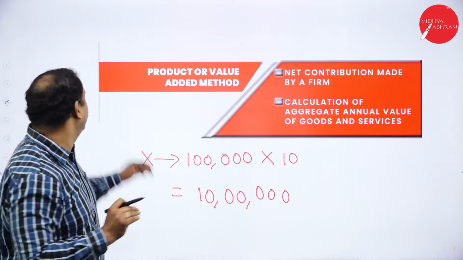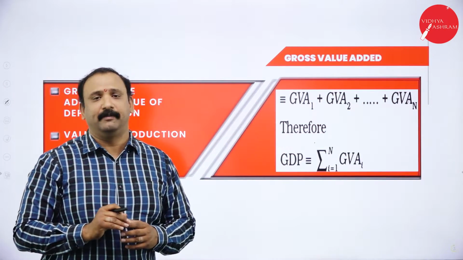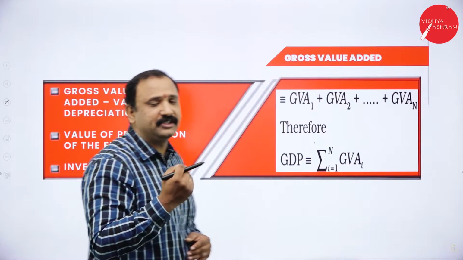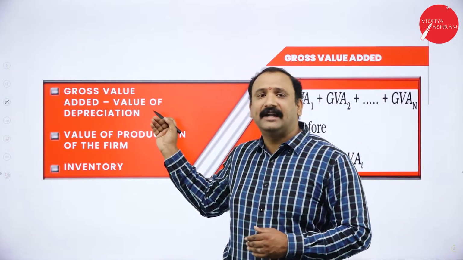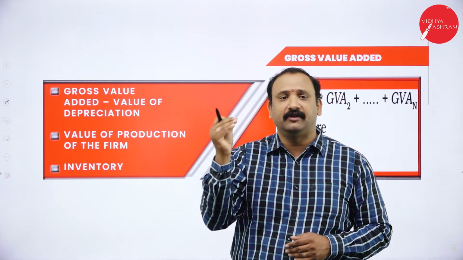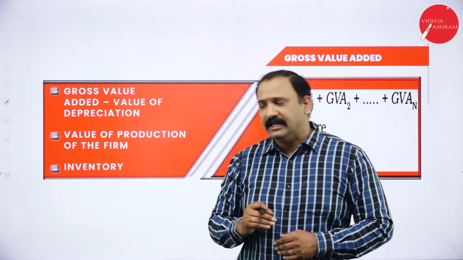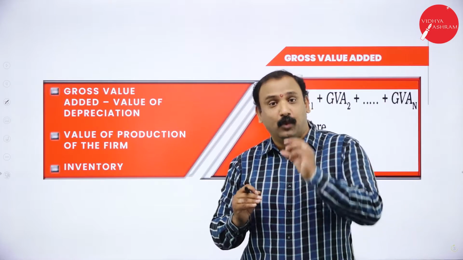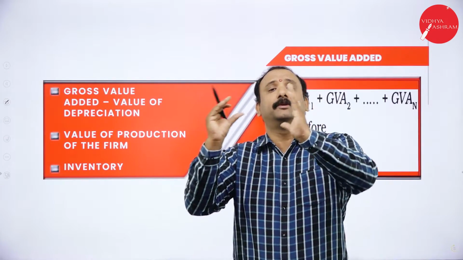Now moving forward, the gross value added method. What is this gross value added method? If you try to understand the gross value added method, we are going to add the value of depreciation, and then we are also going to see the value of production of the firm and the inventory. Now if you look here, in this gross value added, the word gross means we have not come to net. It is an overall contribution.